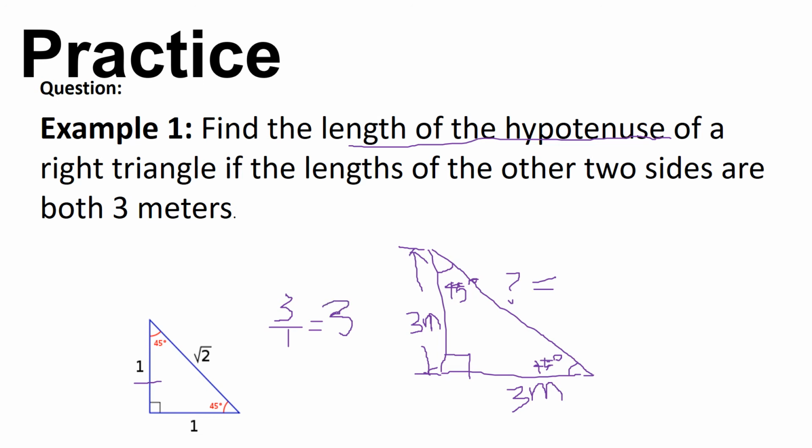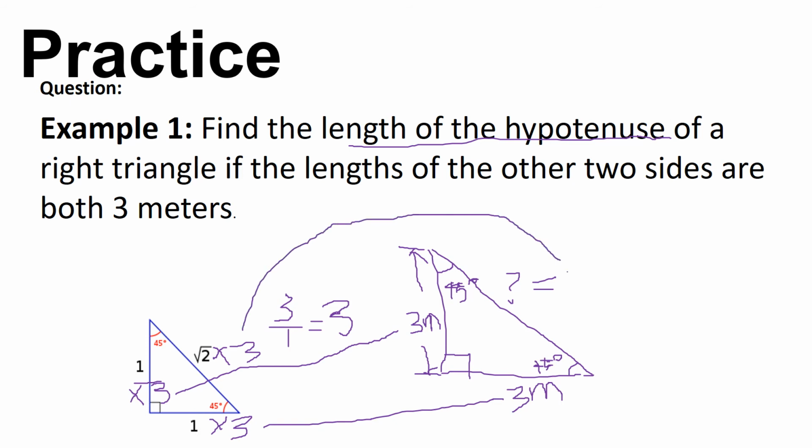So we simply multiply 1 times 3 is equal to 3 meters. Square root of 2 times 3 is equal to 3 square root of 2 meters. So that's our answer for the hypotenuse. The length of the hypotenuse is equal to 3 square root of 2 meters. We were able to solve it without using a calculator or using any of the equations and formulas.